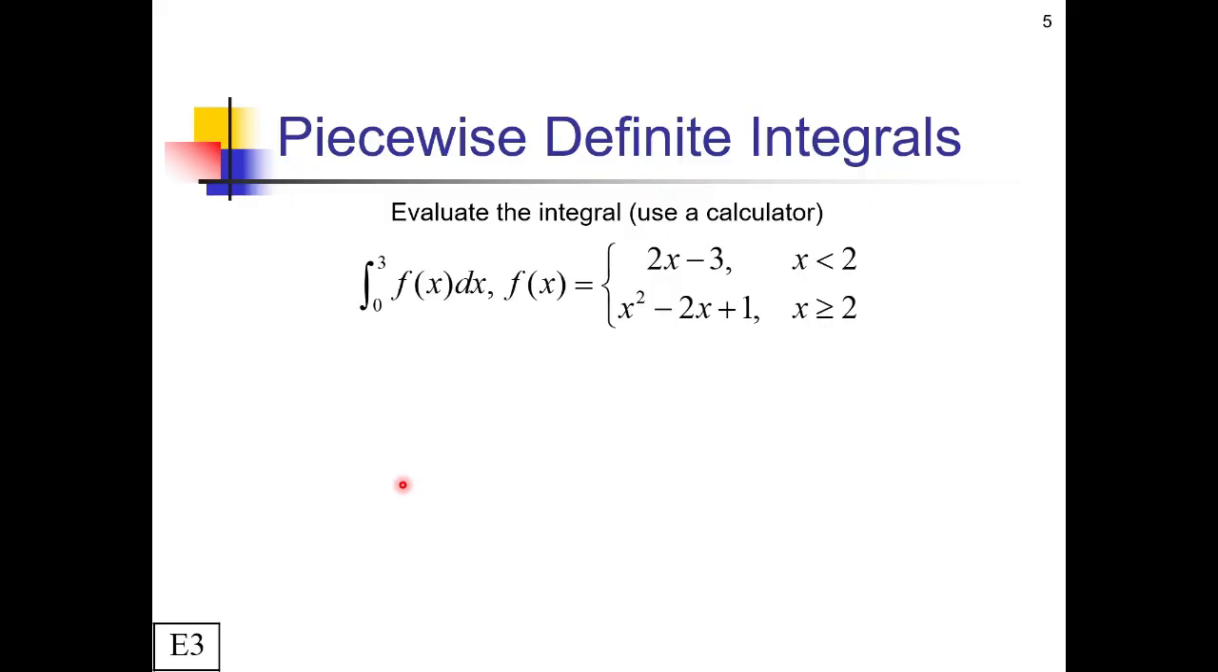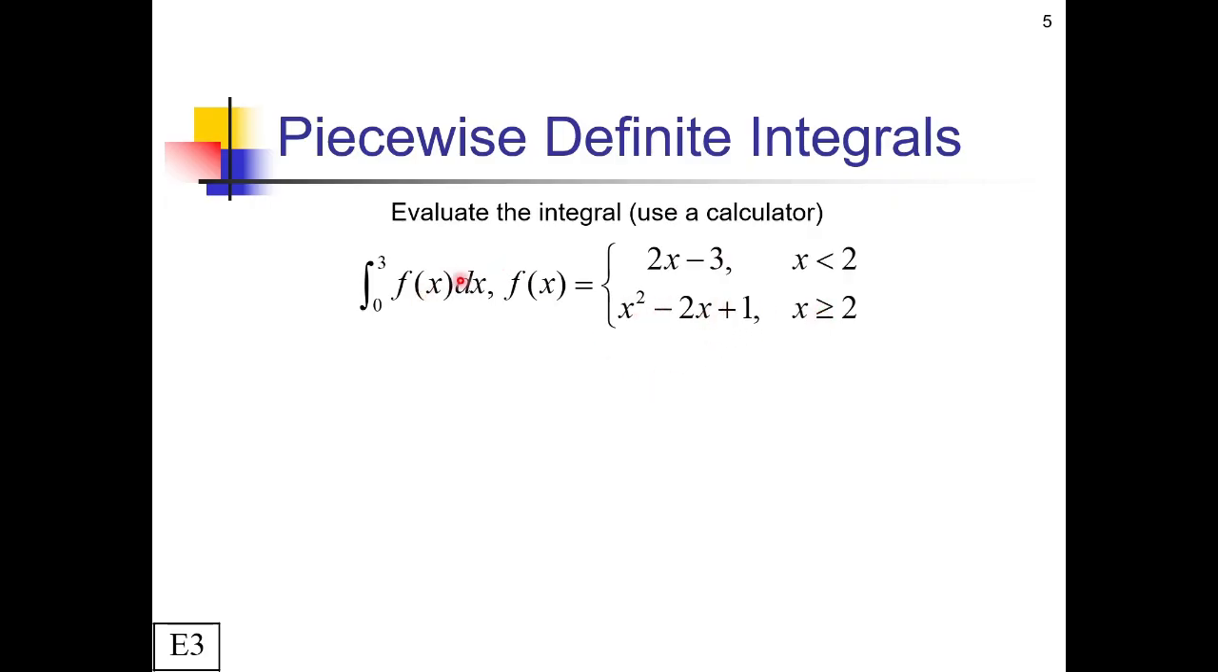On this next problem, which we're going to use the graphing calculator for, we're trying to evaluate this piecewise function. So this function has a linear rule if you have an x value of less than 2, and then greater than or equal to 2, we're using this quadratic rule.